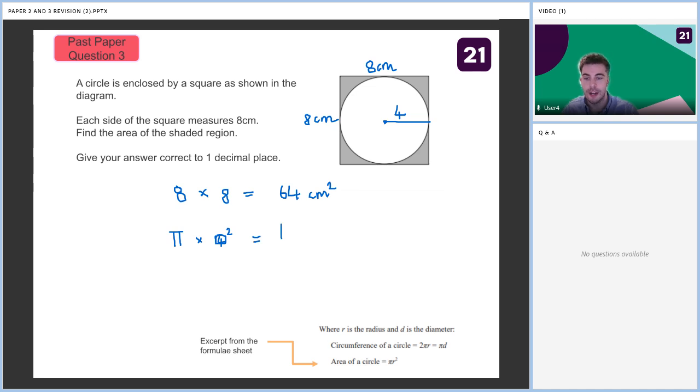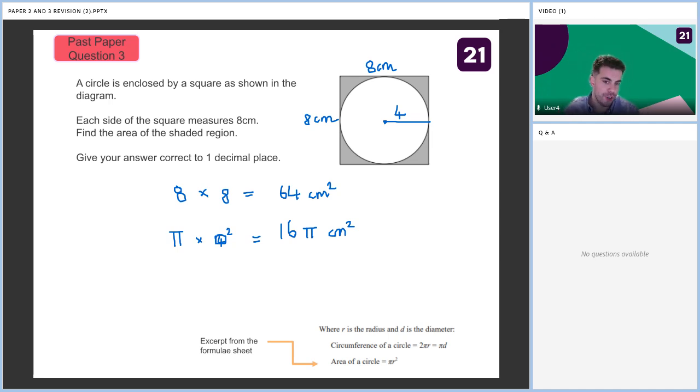Now, I would recommend at this stage of the question leaving your answer, as we say, in terms of pi. What that means is you won't have to do any rounding until you get to your final answer. You can get penalised for over rounding if your answer becomes too inaccurate at the end.